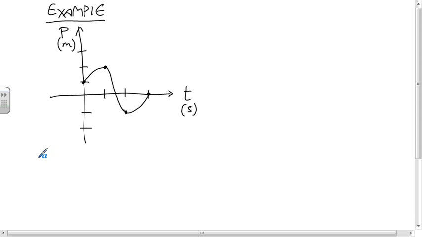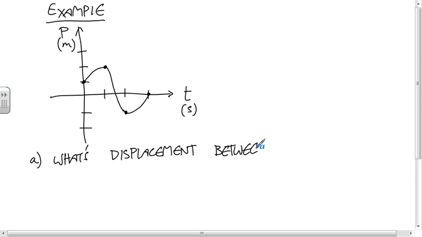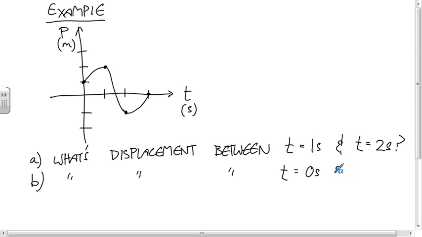All right. So first, let's figure out what's the object's displacement between time equals 1 second and time equals 2 seconds. And then the second thing we're going to do is, what's the displacement between time equals 0 seconds and time equals 3 seconds.